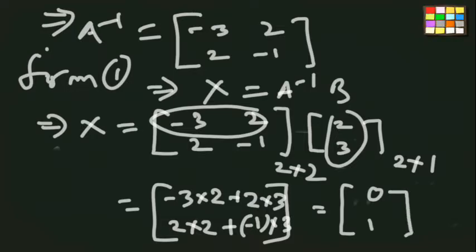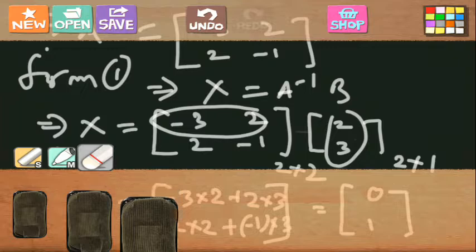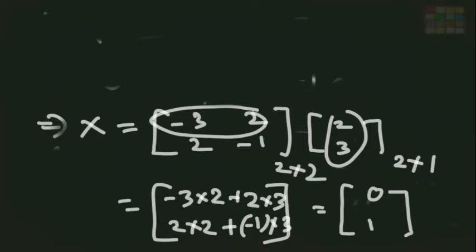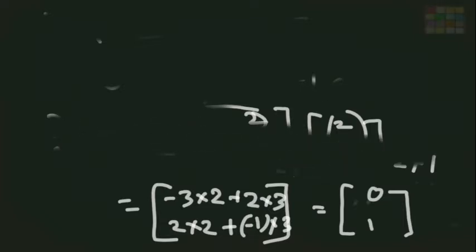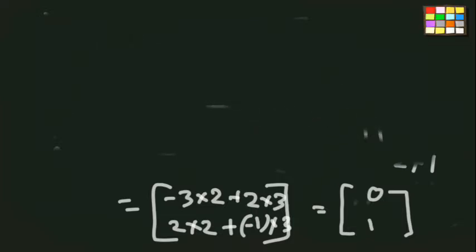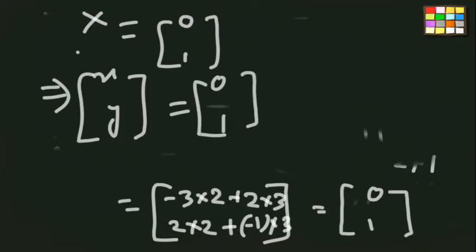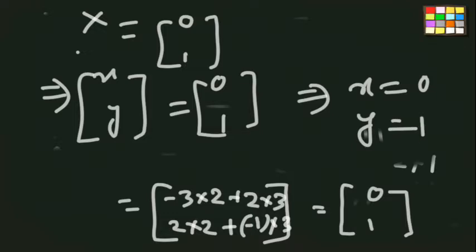Now if you recall, what was my X actually? Here you see, let me erase this one. Therefore at last I am getting X equals, X I have got, this is 0 and 1. And if you recall, what matrix did I take as X? This is the column matrix X comma Y, and I have got it as 0 comma 1. Now if I compare, I will get X equals 0 and Y equals 1.